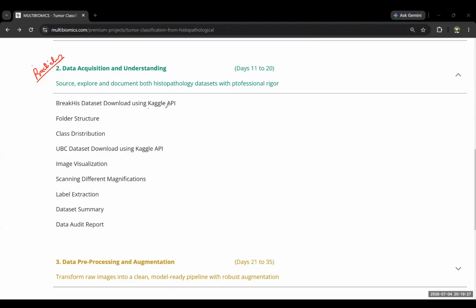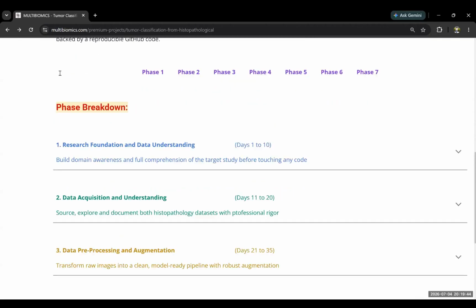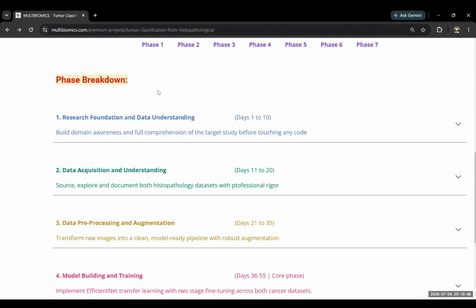I'll tell you about Kaggle, what is an API. Then we will decide our folder structure. Then we will look at the class distribution, all these things. Now we'll start coding from here. From next week, we'll be starting our coding. Okay, and tomorrow I'll be completing this particular topic of research foundation and data understanding.